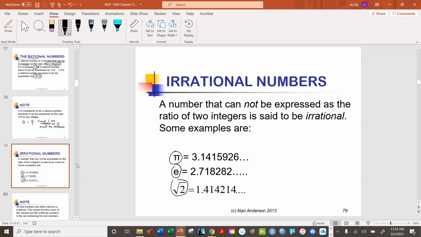Because it turns out that all real numbers must be rational or irrational. It's not possible to be both, but it's also not possible to be neither. Every one of those real numbers is either one or the other.